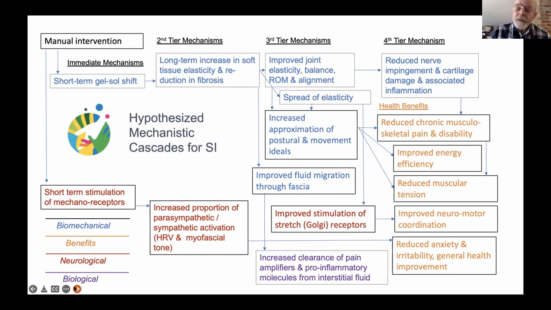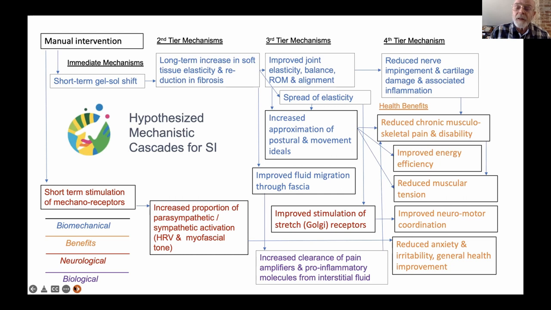So we know that they're in there, but it's a scientific problem to prove that if we improve the elasticity of the tissue and the fluid moves through it, that those things get cleared out better. And if they do, that would reduce chronic musculoskeletal pain and disability.